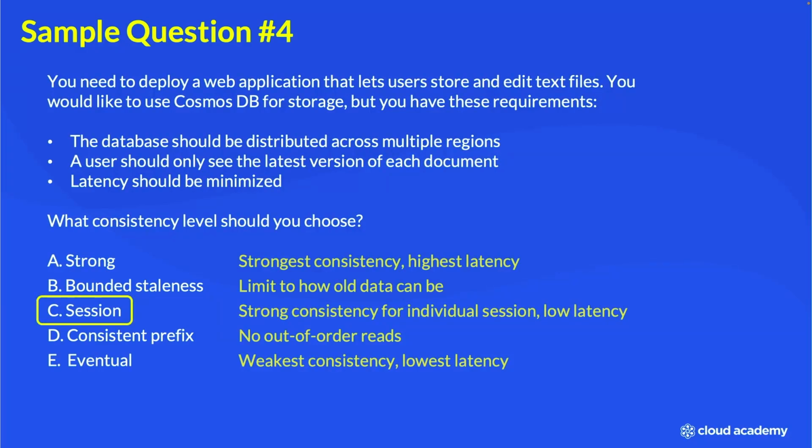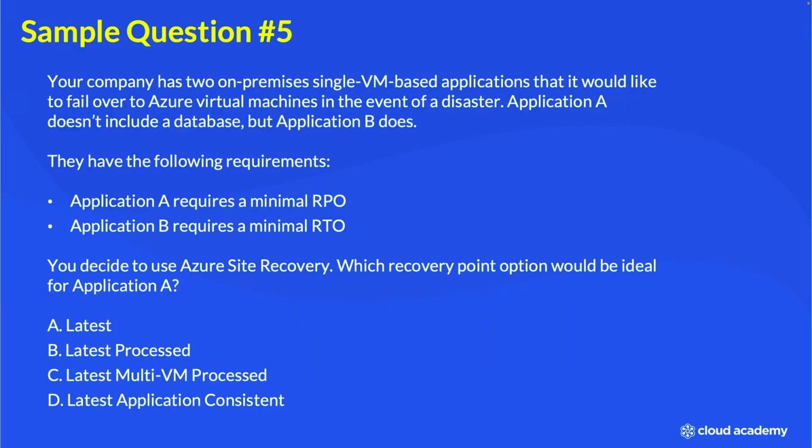So that's the one we want here. Question number 5. Your company has 2 on-premises single VM-based applications that it would like to fail over to Azure virtual machines in the event of a disaster. Application A doesn't include a database, but application B does. They have the following requirements.